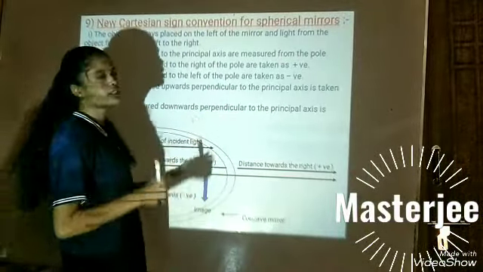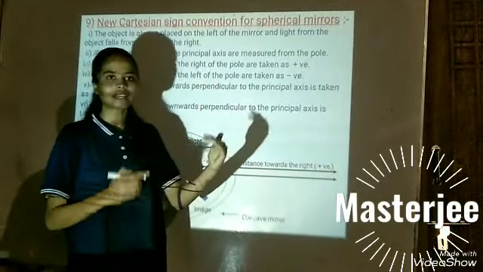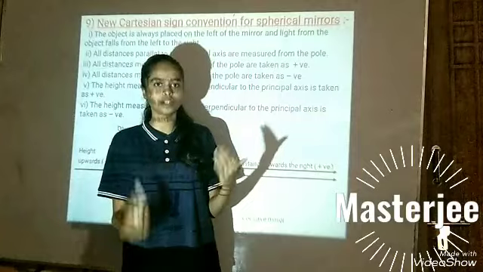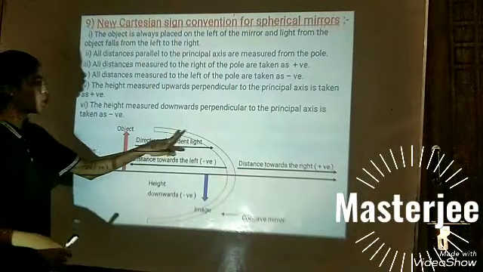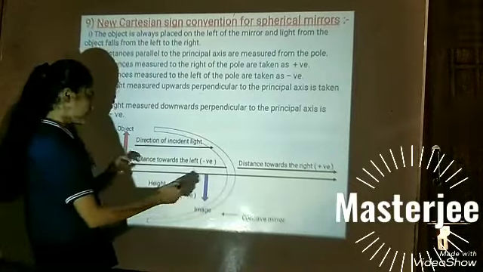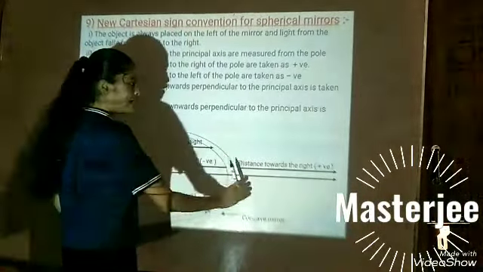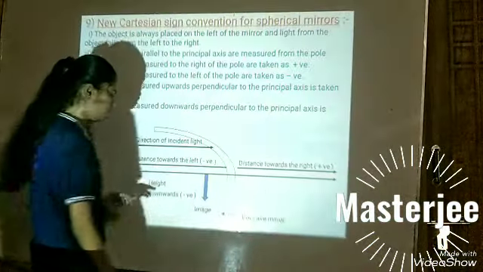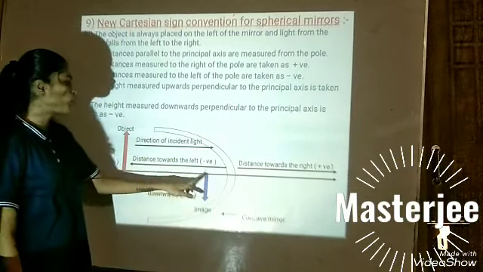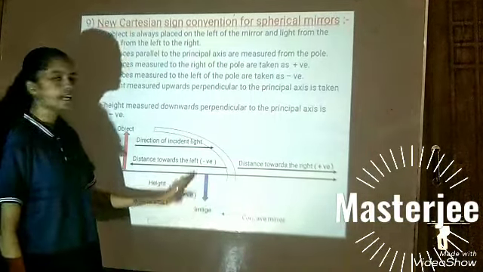The height is always measured perpendicularly. When the height is above the principal axis, it is considered positive. When it is below the principal axis, it is considered negative. Let's take up a concave mirror. In this, the direction of the light will be from left to right and the distance on the right hand side will be positive, and if the image is formed below the principal axis, the height of the image will be negative.